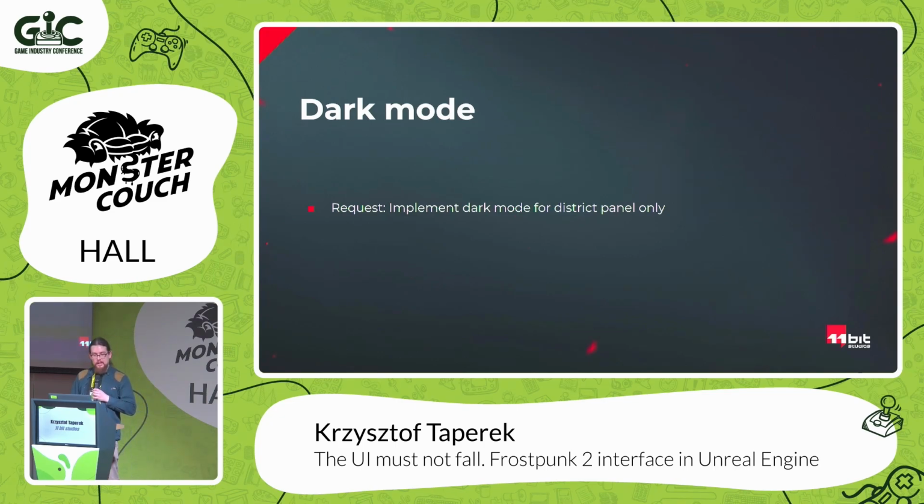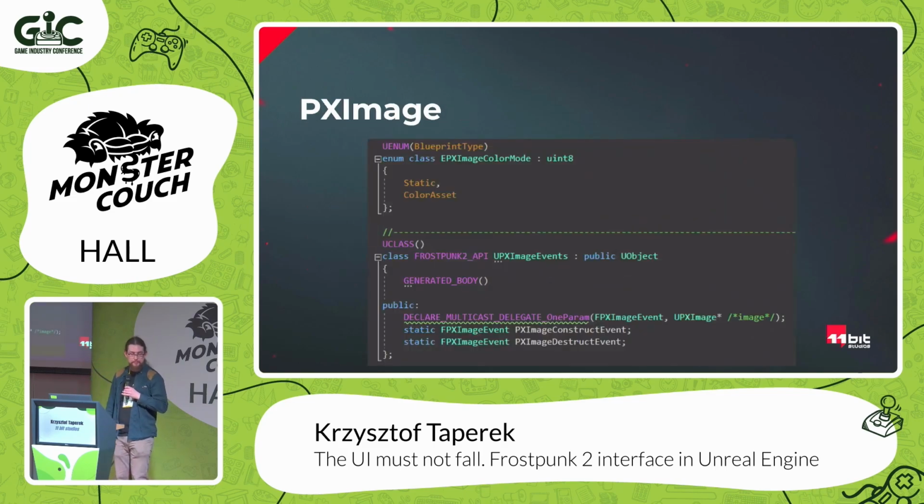So first of all, when we got the request to implement dark mode, it was only for the district panel. Only one panel, we don't need to make any systemic solutions, that's fine. That was a trap, of course. And we ignored that request that, okay, it's only for one panel, we just did a systemic solution for everything from the start, because we were sure that it would be used later.